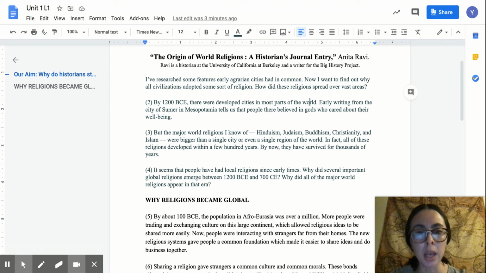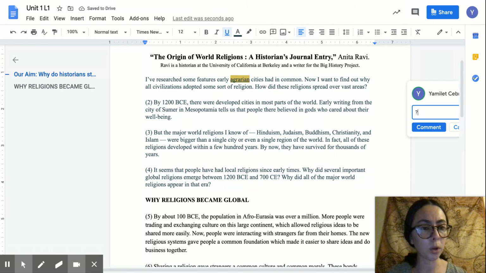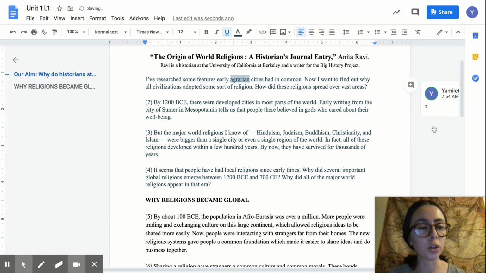Okay, I'm putting my scholar hat on, and I can see that in the first sentence there's a word that I don't know what it means. Right over here, agrarian. So what I would do is underline it and put a little comment so I know why I underlined it. Since I don't know what it means, I'm going to put a question mark. And when I come to our synchronous lesson, I will ask for help or clarification and we will answer this question together.